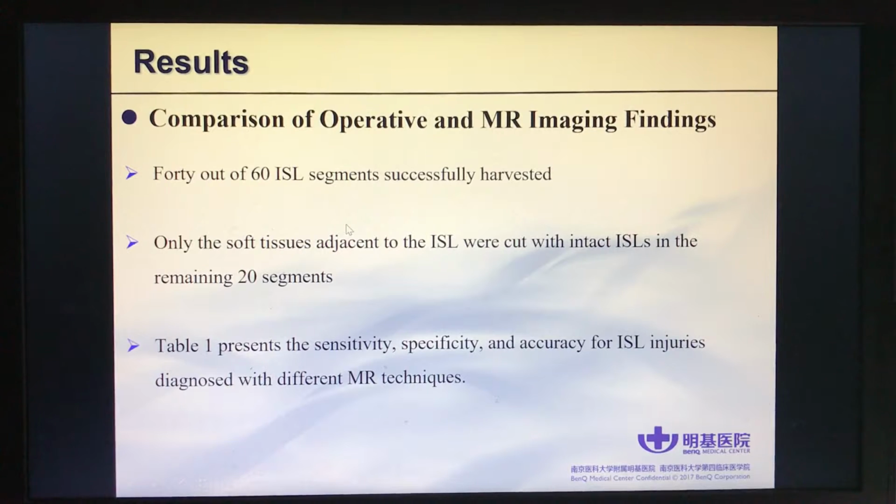Results. 40 out of 60 ISL segments were successfully harvested as confirmed in the anatomic dissection. In the remaining 20 segments, only the soft tissues adjacent to the ISL were cut, with the ISLs intact.